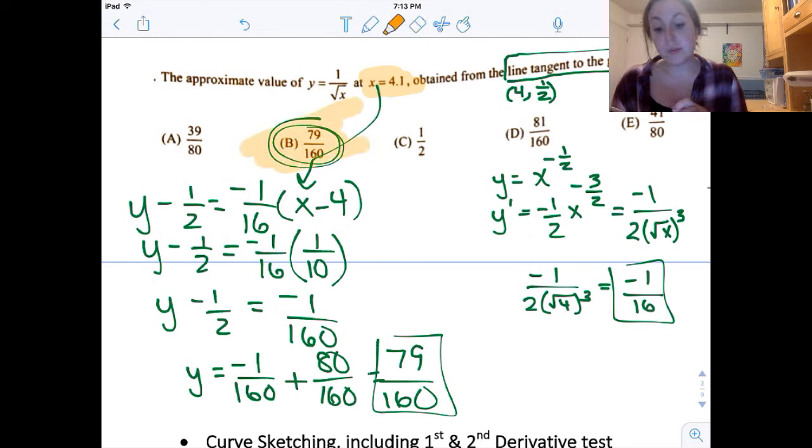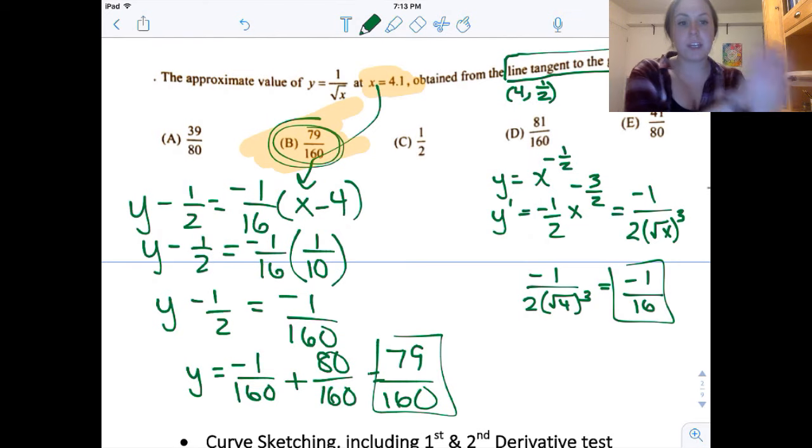So that's your basics with tangent line approximations, right? Find the tangent line and then plug in. And make sure with your tangent line you're using a point and using a slope. Okay?